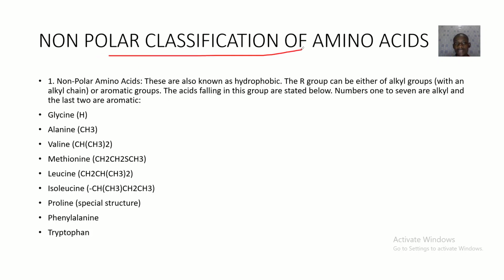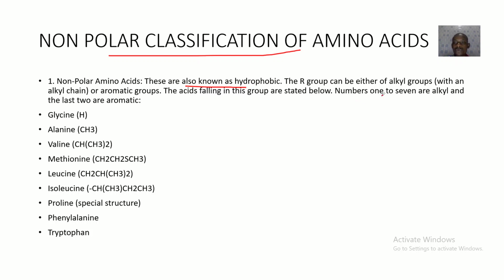So as usual, let's start with the polarity classification. Okay, so non-polar amino acid and polar amino acid. So non-polar classification of amino acid, let's go. So non-polar amino acid, these are what? Hydrophobic, okay? They are non-polar, they can't form bonds with the polar groups of water. So they can't mix with water, they are hydrophobic. They are immiscible with water, okay?